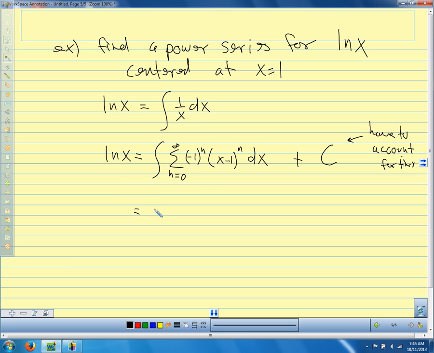I'm going to put my c out front so I remember to keep it there, plus the summation. I don't have to worry about the summation, I can bring the summation out. I can bring the negative 1 to the n out. So that's not going to change when we integrate. The integral of x minus 1 to the n dx. So what is the integral of x minus 1 to the n dx?